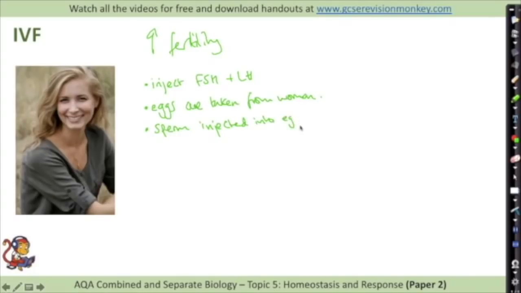So they will look at the sperm and they will look at the eggs and they will put the healthiest specimens of sperm and egg together. So the sperm, once it's injected into the egg, will make a fertilised egg, and if that's successful, that will start dividing, and a few balls of cells together is called an embryo.